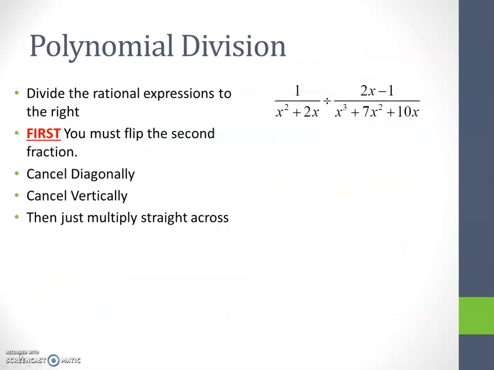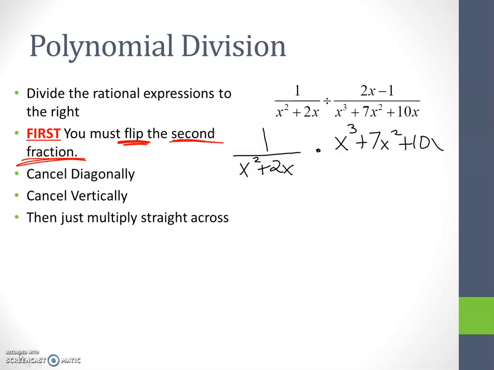Division. There is one more step before we factor everything. And the one more step before we factor everything is we have to flip the second fraction. Okay, we change it to multiplication and flip the second fraction. So this is x squared plus 2x times x cubed plus 7x squared plus 10x over 2x minus 1.